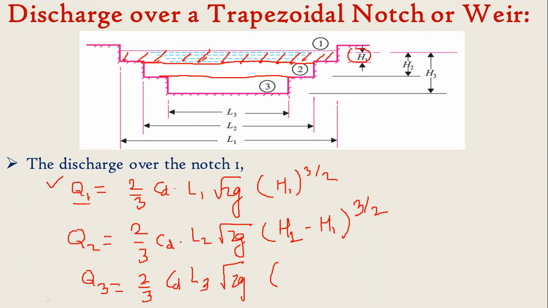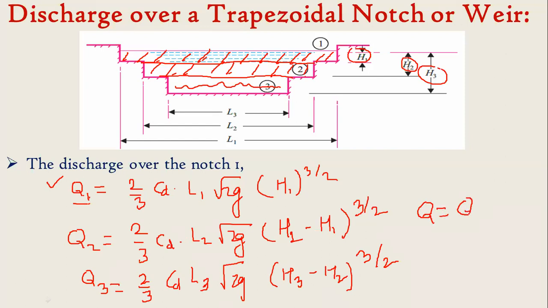Now, when calculating Q2, what did we do? We subtracted H1 from total H2, and then we got this portion. Okay, now in the third portion we only need this much. This is the part we need. So what will we do? We will take H3 total minus H2. H3 minus H2, raised to 3/2. And your total discharge through this step notch will be nothing but Q is equal to Q1 plus Q2 plus Q3.